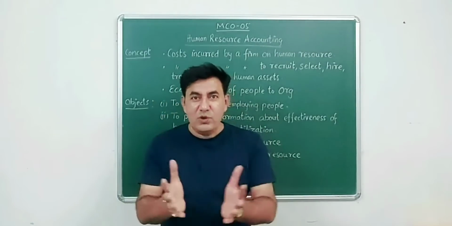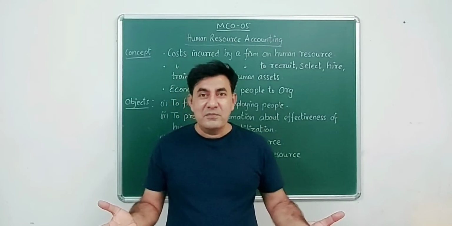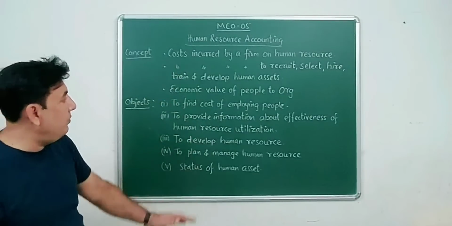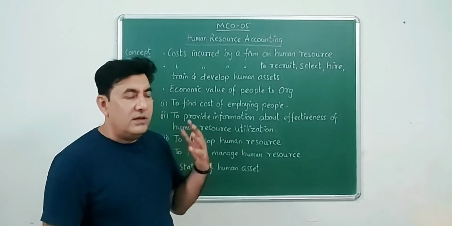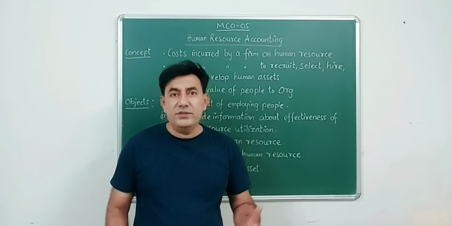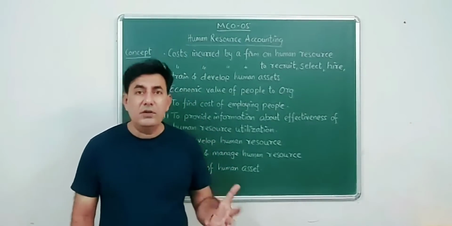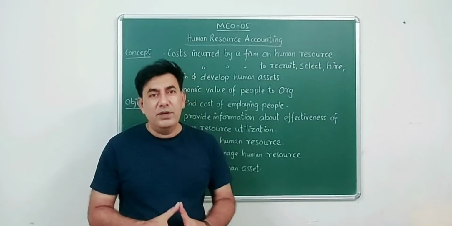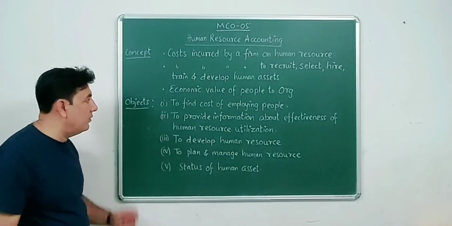So once your concept is clear, you can write a lot. You can write a novel on that. Right? So let's see the main objects of human resource accounting: to find the cost of employing people, that is very clear, in the recruitment, selection, training, development. So all these functions are expensive. The company has to spend a lot of money on all these functions. So a separate type of accounting is prepared only for human resource. So that is what we call human resource accounting.